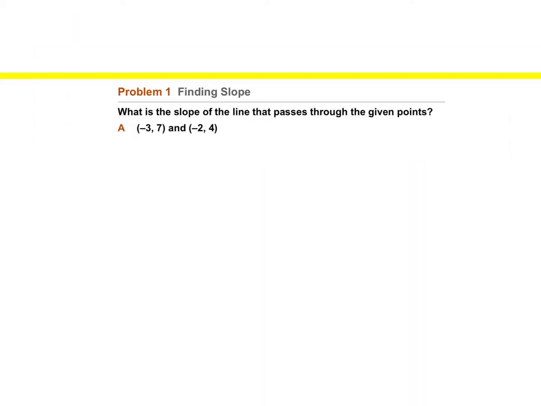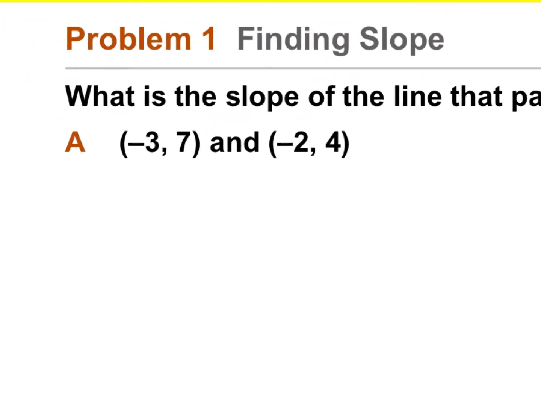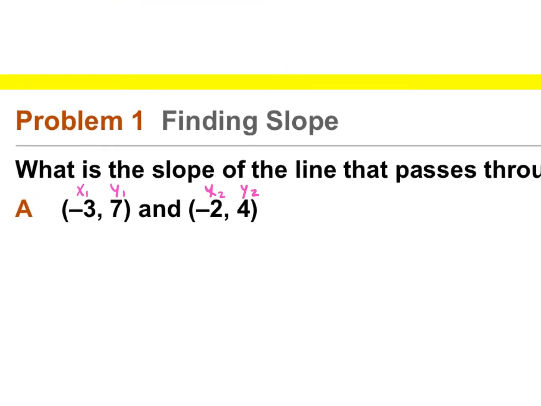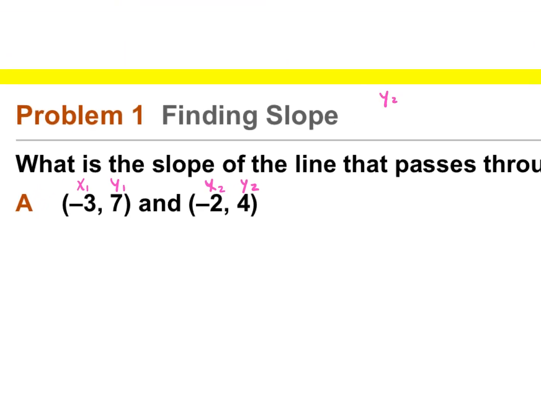So in example 1, what is the slope of the line that passes through the given points? We always want to label our points. This is our first one, so we have x1, y1, and this is our second point, so x2, y2. Our formula for the slope is y2 minus y1 over x2 minus x1. So we just take our y2, y1, x2, and x1 and plug it in.